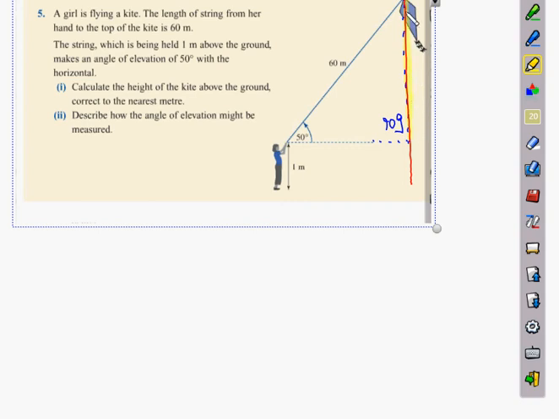So what do I need to do? Once I find the length of the yellow line, what must I do after that? Add on 1 meter, because it's 1 meter in height, this 1 meter here. So I'm going to find the yellow line, which is the opposite. Let's call it X. What's the 60 meters? Hypotenuse. And it will lead to being sin. So sine 50 degrees is opposite over hypotenuse.